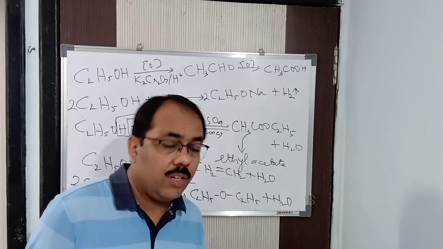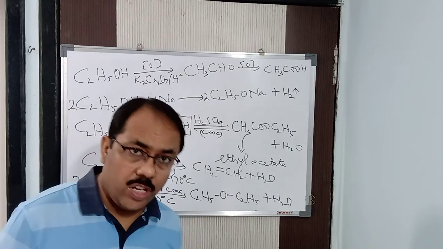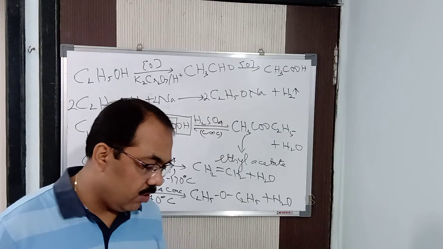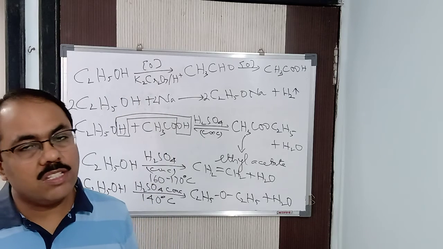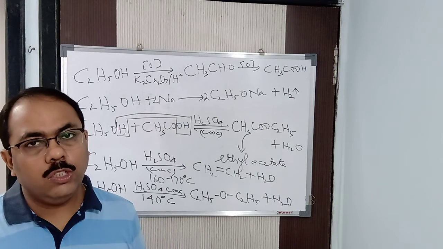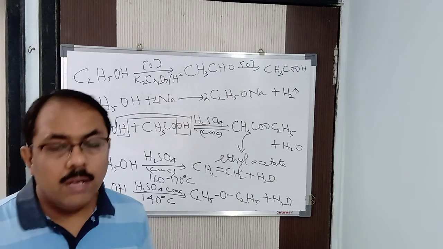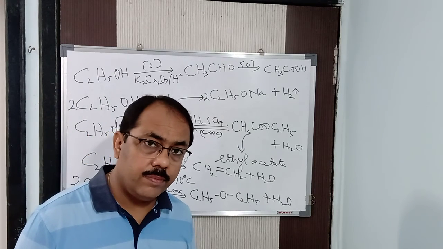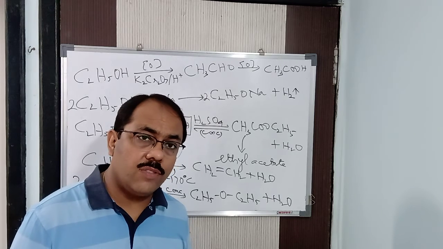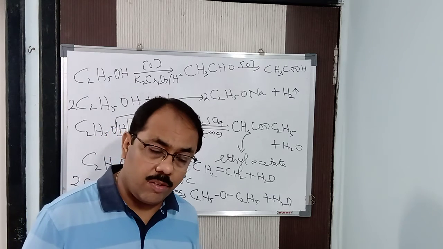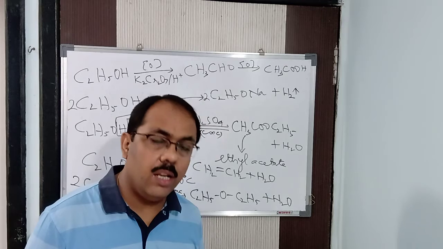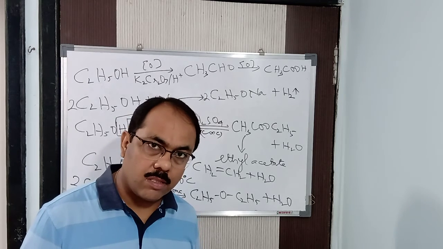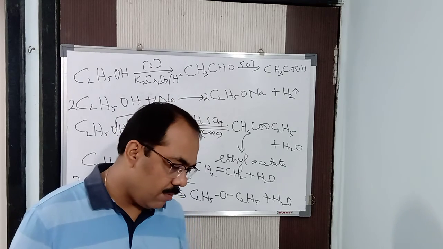C2H5OH plus PCl3 will give you C2H5Cl plus H3PO3, that is phosphorous acid. Correct? C2H5OH plus PCl3 will give you C2H5Cl plus H3PO3. You can balance this reaction. So this is about your alcohol.